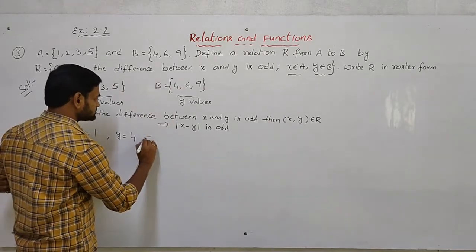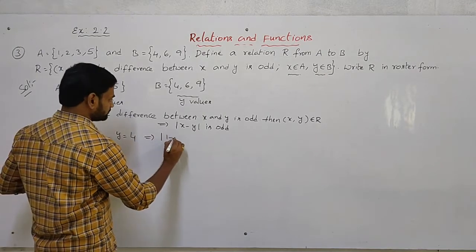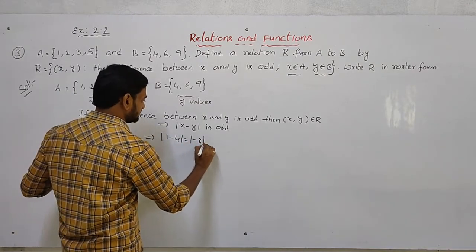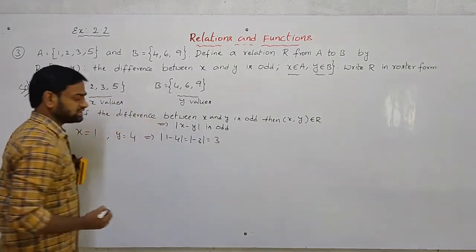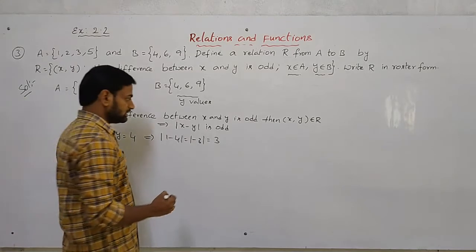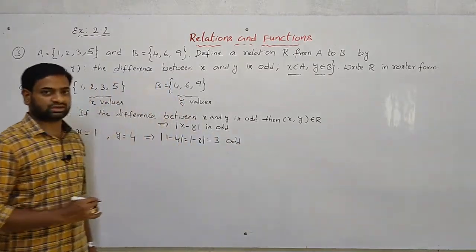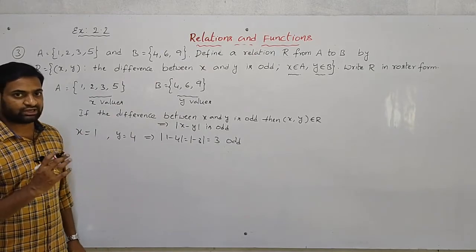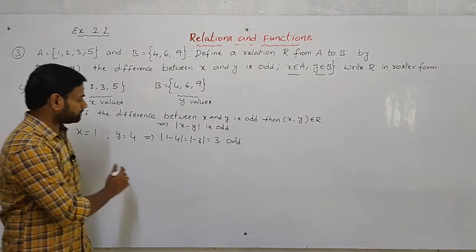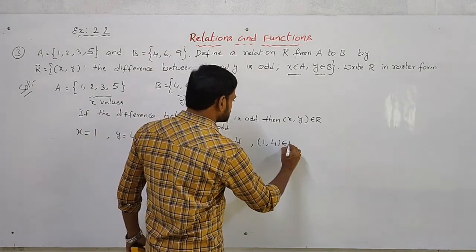So that implies mod of 1 minus 4. Mod of 1 minus 4 is mod of minus 3. The difference is 3. Now this 3 is even or odd? Odd. Yes, our condition is satisfied. Then we can take this ordered pair. So what is that ordered pair? 1 comma 4. 1 comma 4 belongs to the relation.